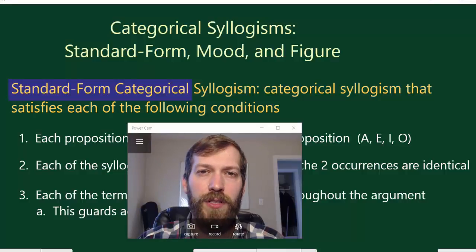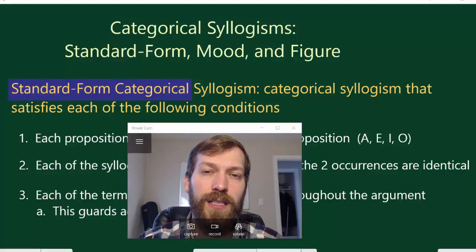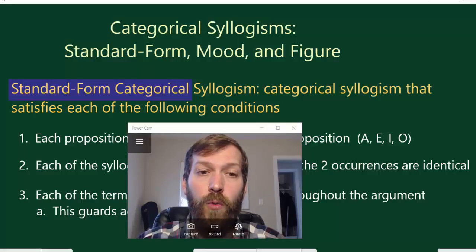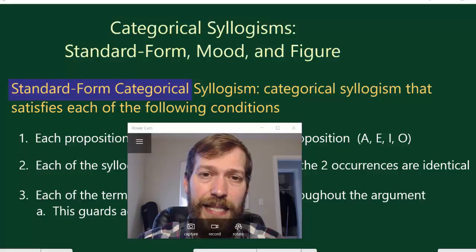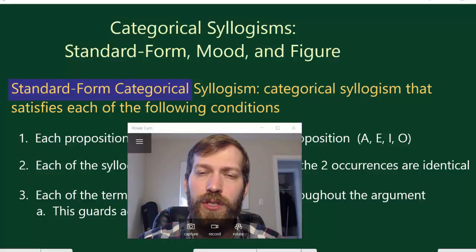We already know how to give ourselves a visual representation of categorical syllogisms using Venn diagrams. But now we want to apply Venn diagrams to categorical syllogisms so we can decide when an argument, a categorical syllogism, is valid or invalid. So part of what we need to do is talk about categorical syllogisms in standard form. And we're going to talk about two properties of categorical syllogisms as well, its mood and its figure.